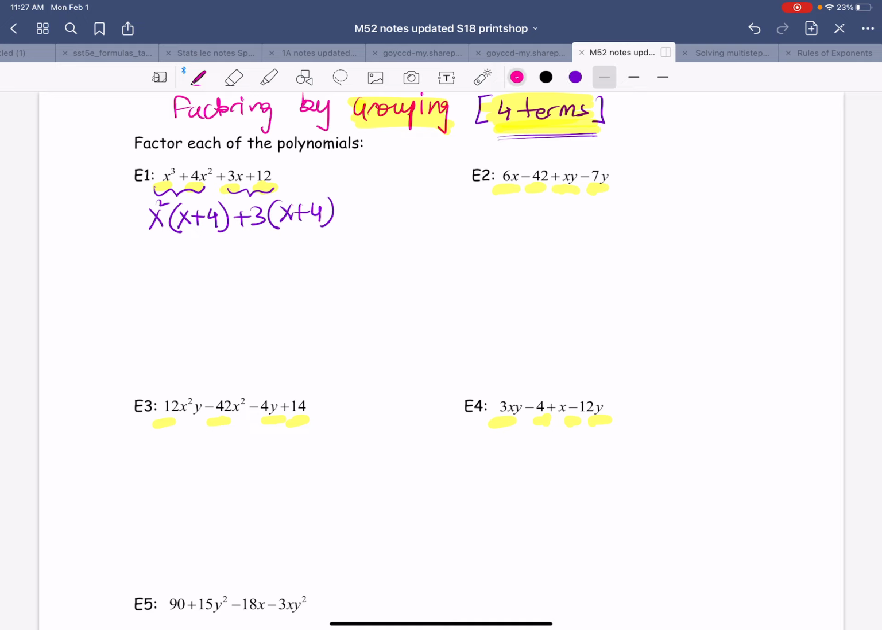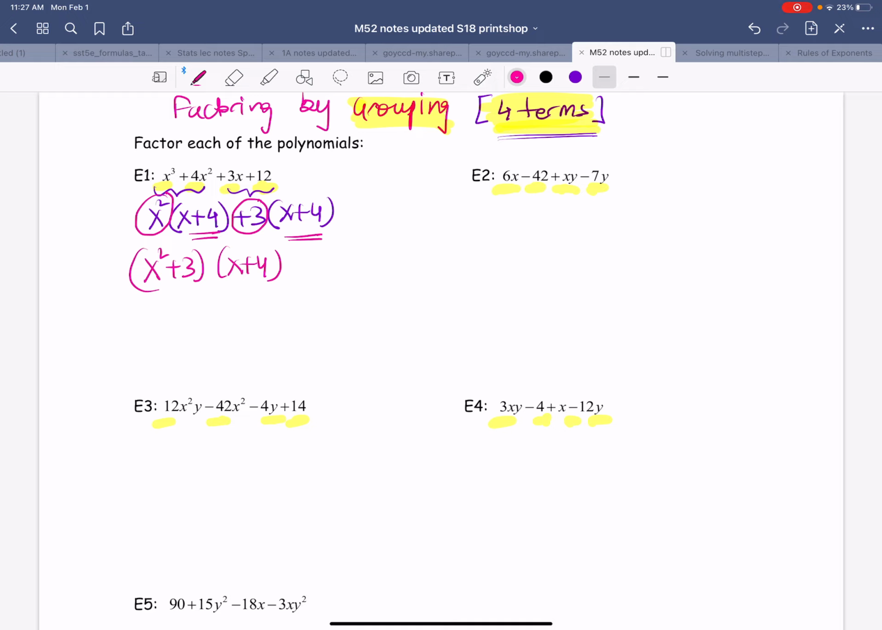At this point, these 2 parentheses are matching. If they're matching, that means you're going in the right direction. If these 2 parentheses do not match, 2 things are possible: either you made a mistake and need to go back and check your work, or your polynomial is prime, not factorable. Okay, so x squared plus 3 times x plus 4, because x plus 4 is the GCF, I can pull it out all the way in the front, and I'm left with x plus 3 in the second parentheses. And you can write them in any order, it doesn't really matter.